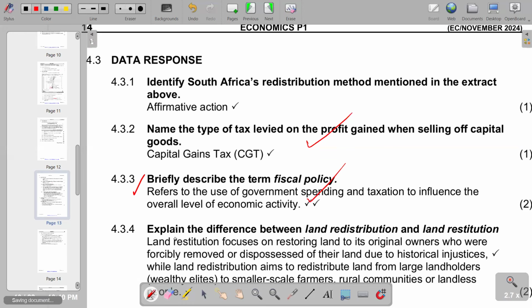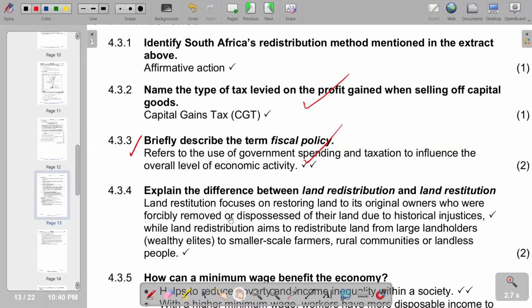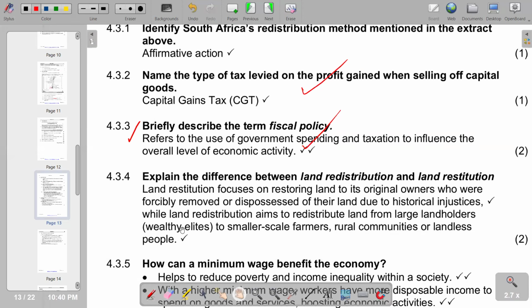Then 4.3.4, explain the difference between land redistribution and land restitution. So we have those as explained, where the difference is articulated.